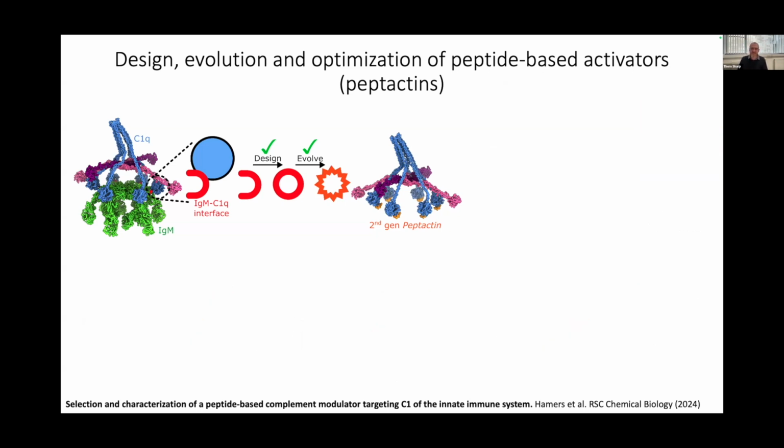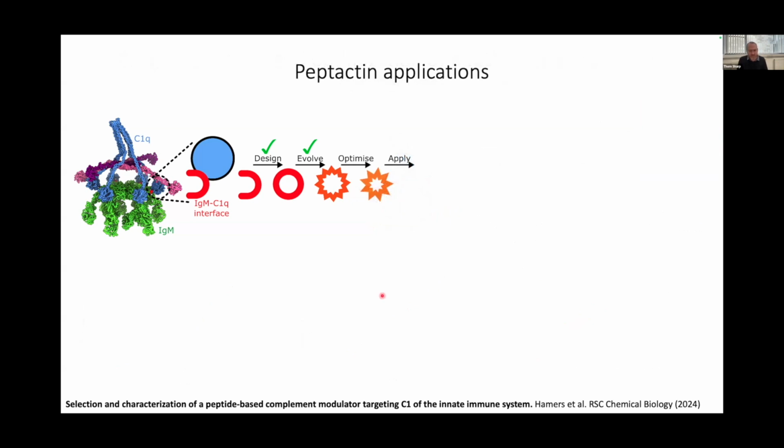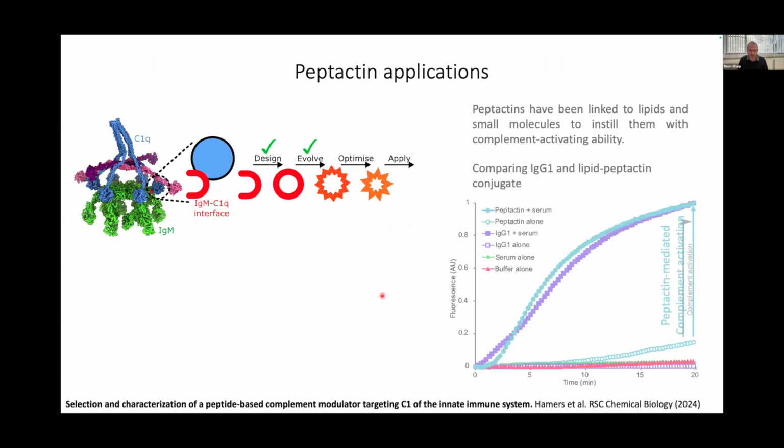So what this kind of means is that we've taken an antibody and turned it into a drug-like small molecule just for complement activation. There's loads of other things that antibodies do, we've ignored that, but the complement activating ability of antibodies, we've managed to distill into a peptide around 16 amino acids long. So I call these drug-like molecules. So what are we going to do with them?